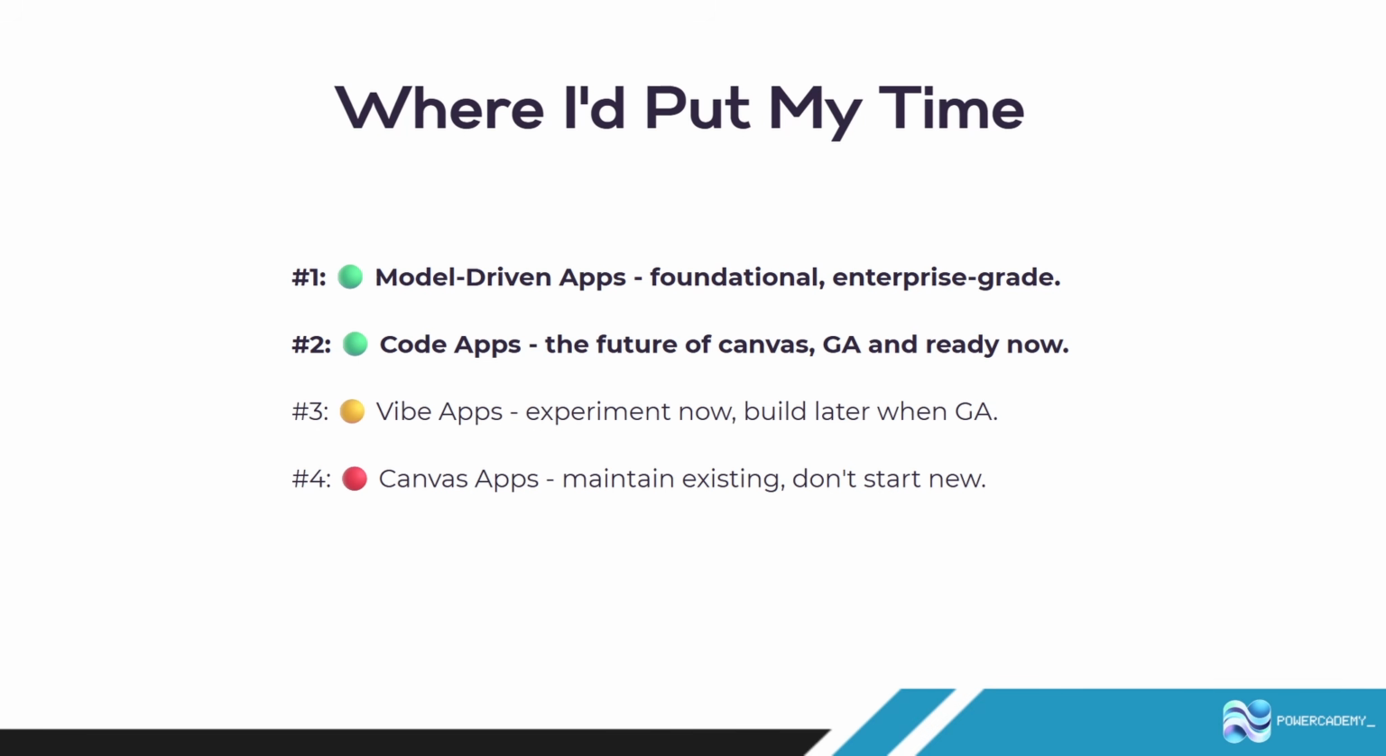Number 1 is model-driven apps. Learn them if you haven't already. The Dataverse, the security model, understanding business rules and the business processes, I think it's so important to understanding the rest of the Power Platform ecosystem as well. Number 2 is code apps, and this is where I think Canvas apps are heading.